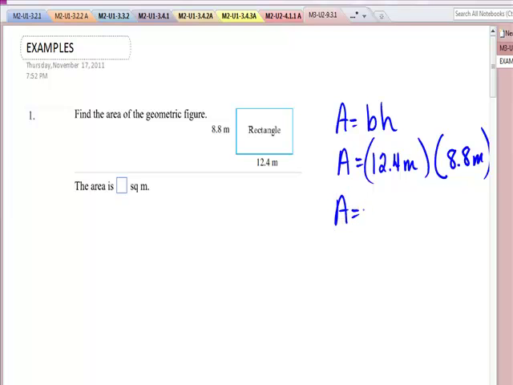Perform the arithmetic. This is where your calculator comes in handy. 12.4 times 8.8, and I get 109.12. Meters times meters is square meters. You could have it meters to the second power. Either one of those would be fine. And it is how many little square meters it would take to cover that up.